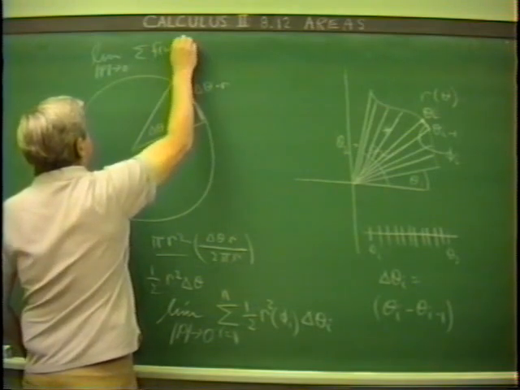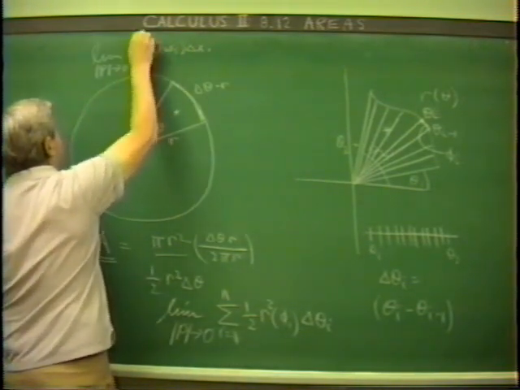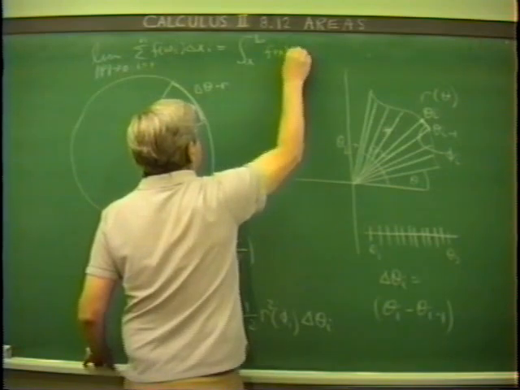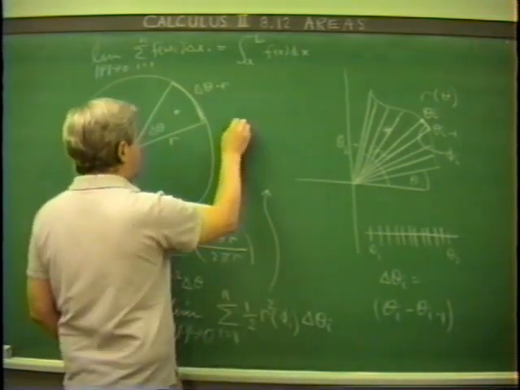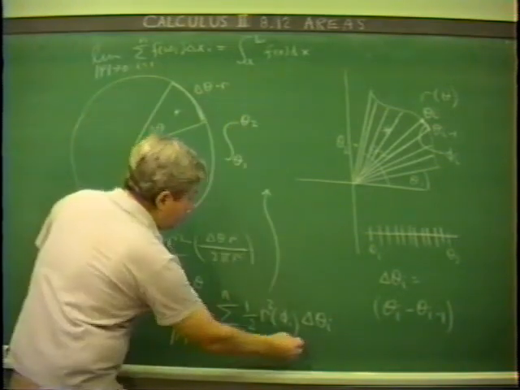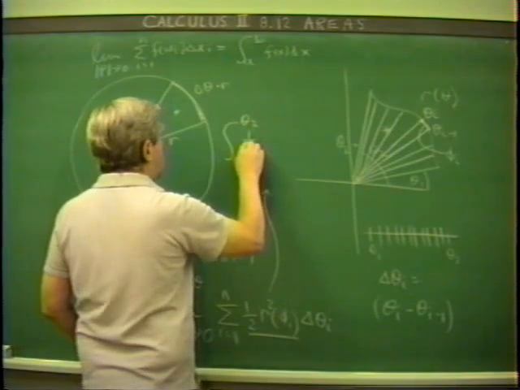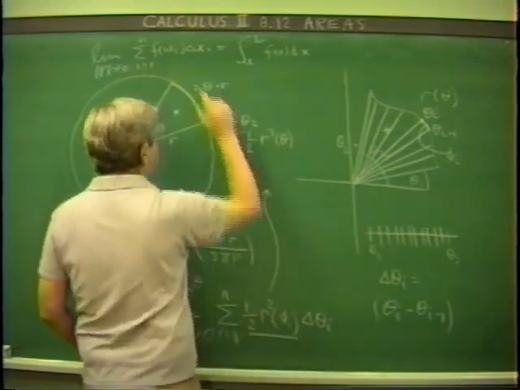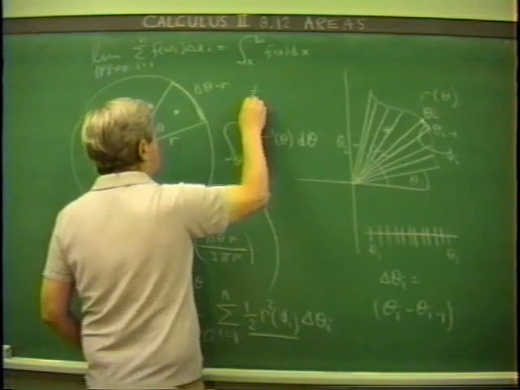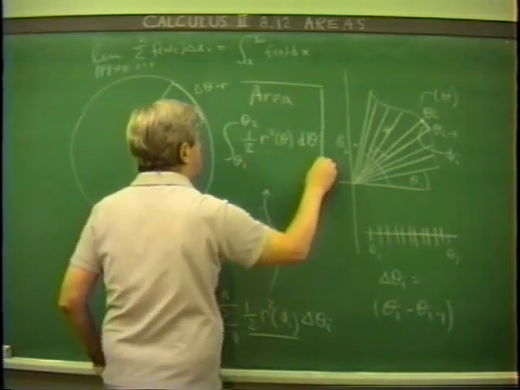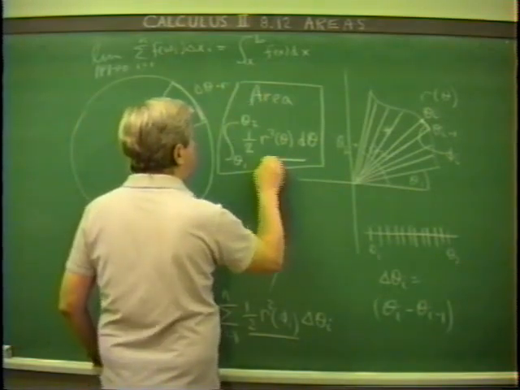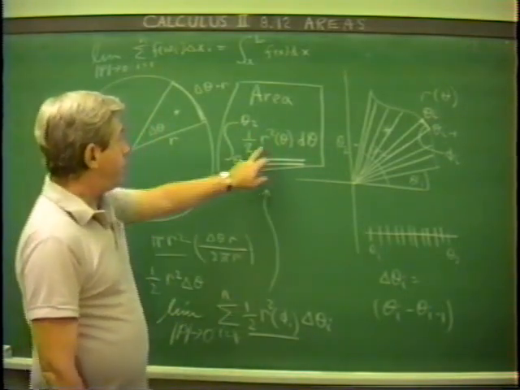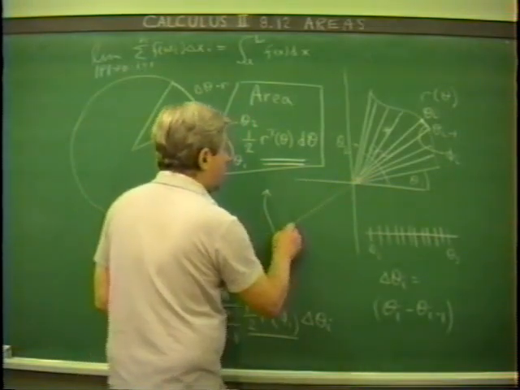Recall that if you've got the limit as the norm of the partition goes to 0, summation f of w i delta x i, i going from 1 through n, this is equal to the integral from a to b, if you partition between a and b, of f of x with respect to x. So this quantity right here is going to be equal to the integral from theta 1 to theta 2. This is our function here. So it's going to be 1/2 r squared of theta. Delta theta corresponds to the delta x here. This is d theta. So the area is given by this integral right here. You integrate 1/2 r squared theta d theta from theta 1 to theta 2.